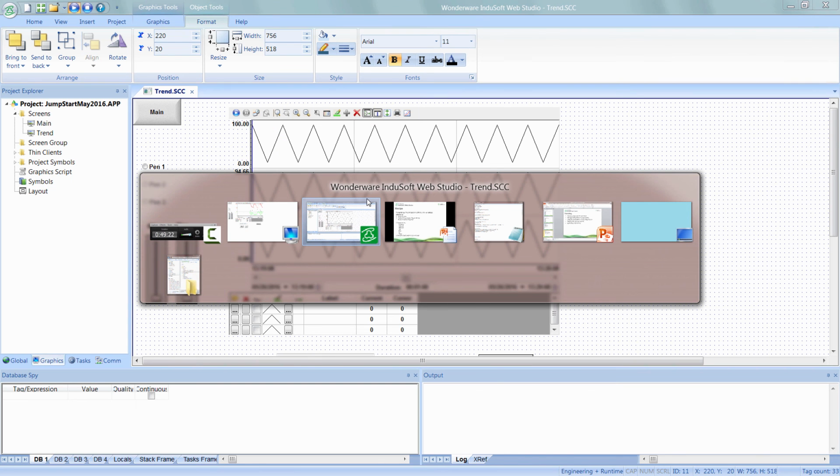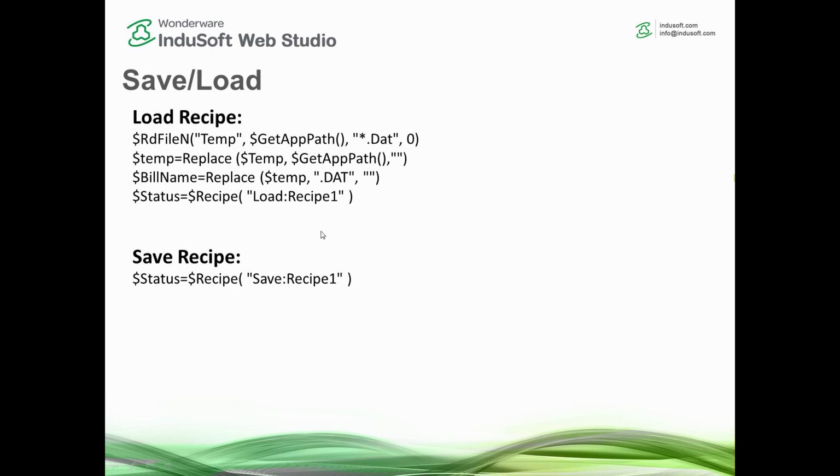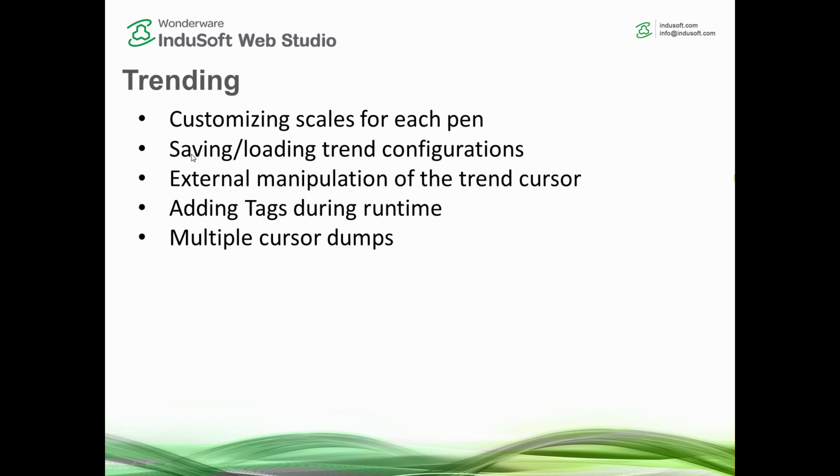So let's see, what's the next thing that I wanted to do here? Let's go back through this, page up. So I saved and loaded those. External manipulation of the trend cursor I just did. How to add tags during runtime. This is a question that I get asked a lot.